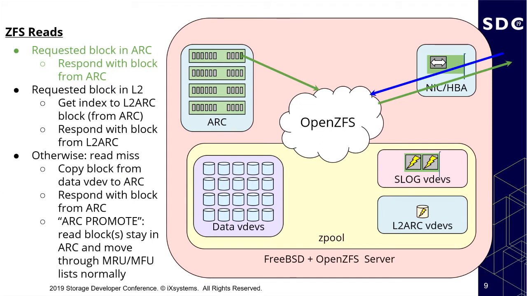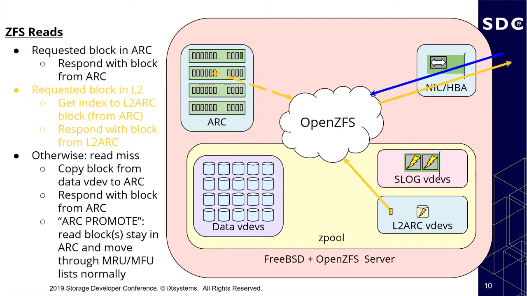Reads. Reads are a little different. So if a read request comes in and the block we're looking for is in ARC, we have an ARC hit, which is awesome. We're hitting main memory. That's what we want. That's why certain ZFS-based servers have many, many terabytes of main memory, because ARC will grow to consume all that memory and use it, and it'll give it back if your system needs it. But we want ARC hits with reads. ARC hits are really, really low latency, very, very fast.